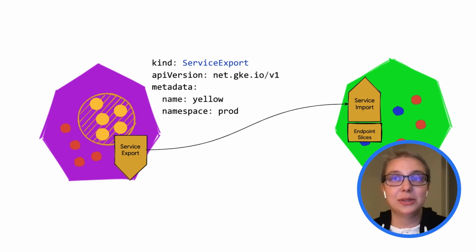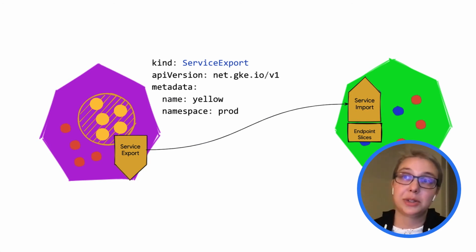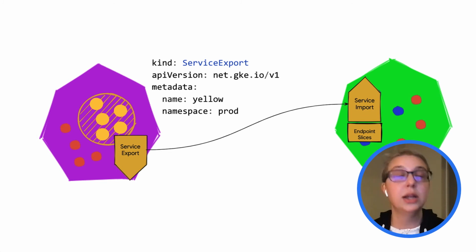But to round this out, we'll take a quick look at what these custom resources actually look like. So here's the service export YAML itself. This is what you would create on the producing cluster to signal that you want to mark a service to be exported to other clusters in the cluster set. The CRD is very simple, just name and namespace. Again, this name and namespace needs to match the service that it's exporting. In our case, the service name is yellow and the service namespace is prod, so the service export's name is yellow, and its namespace is prod as well.